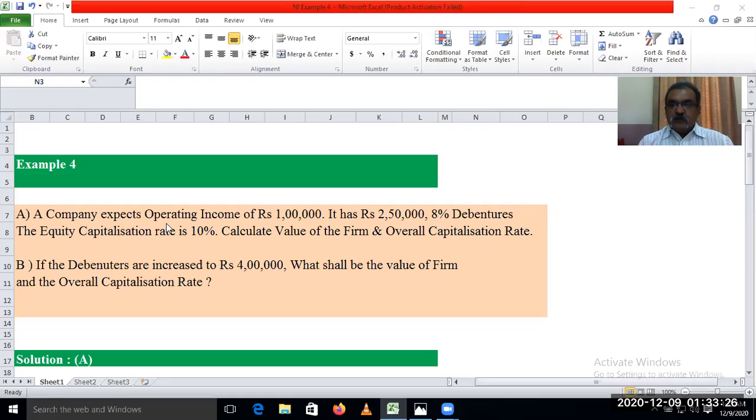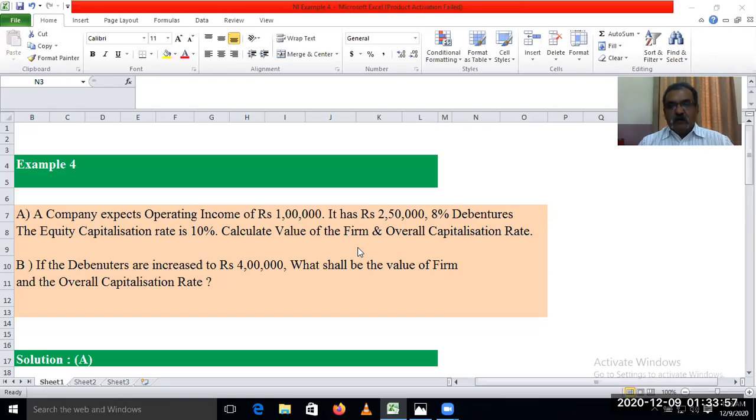A company expects operating income of rupees 1 lakh. It has rupees 2,50,000 8% debentures. The equity capitalization rate is 10%. So we have to calculate the value of the firm. We know that the value of the firm formula under net income approach is value of equity plus value of debt. Debt amount is given to us directly, 2,50,000. So we want to find out the value of equity.